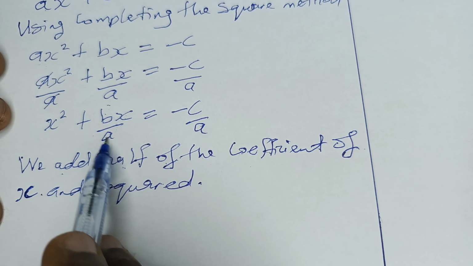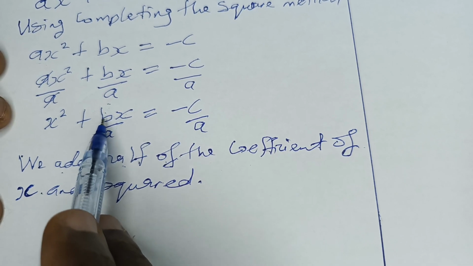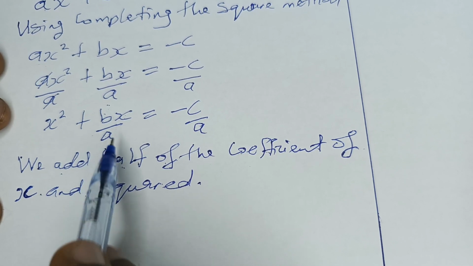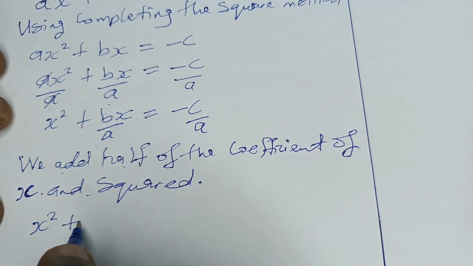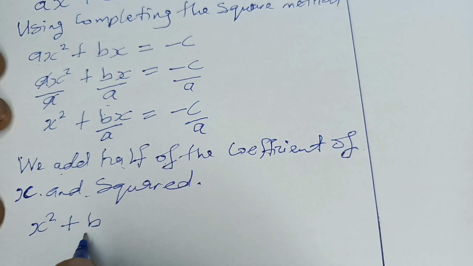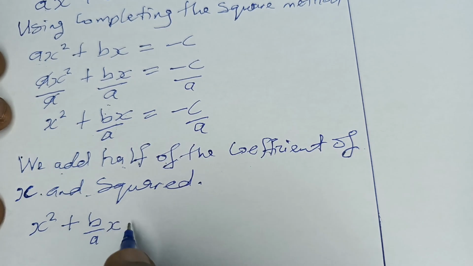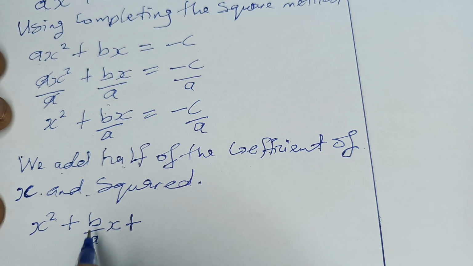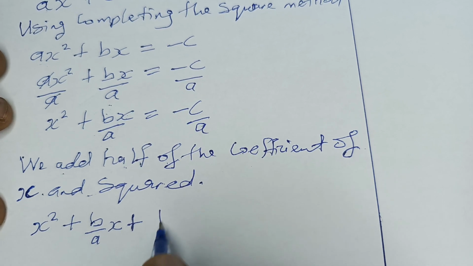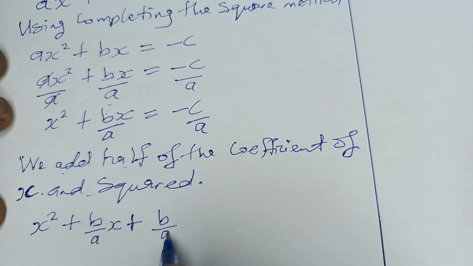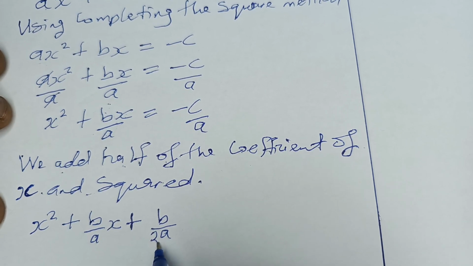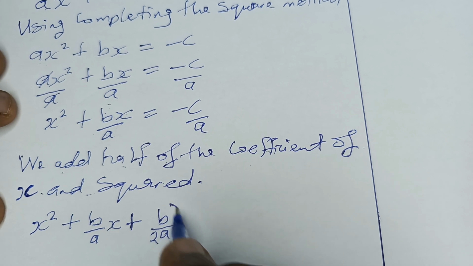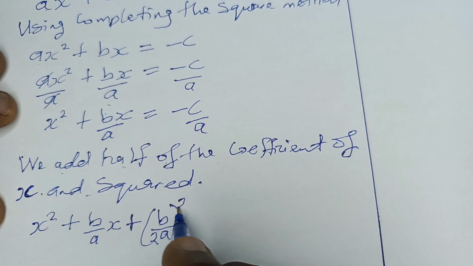Let's try that. The coefficient of x is b over a. So we have to find the half and later square it. Okay, how do we do that? So x squared plus b over a x, we have to add half of this. Half of this means b over a multiplied by 1 over 2. It means b over 2a. So we have to square that.